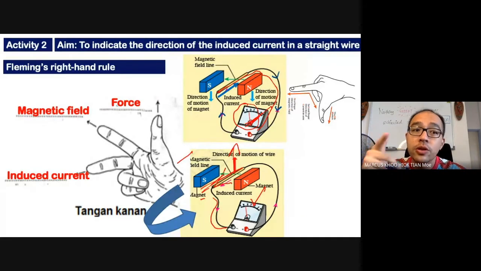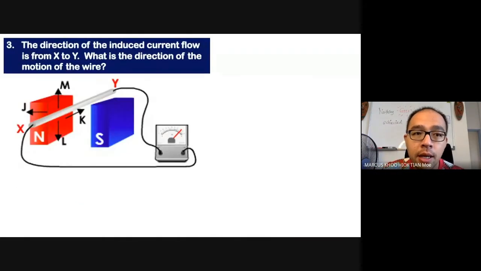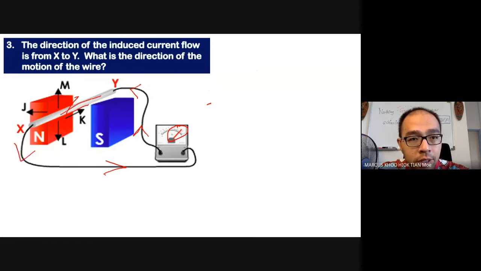So that's how you use the right-hand rule. Now I'm giving you the direction of the induced current. The galvanometer is pointing towards this way. If the galvanometer is pointing this way, that means your current is coming in from here to here, and then going out from here to here. So that means your direction of the current is this way. Over here, your direction of the current is this way.